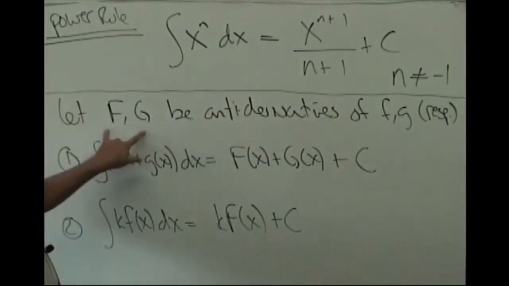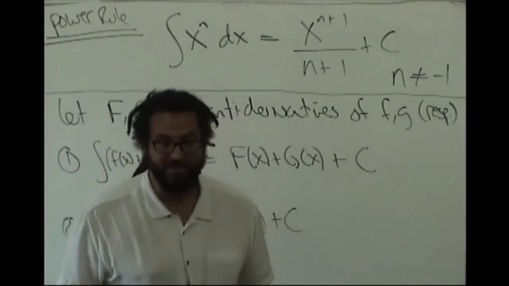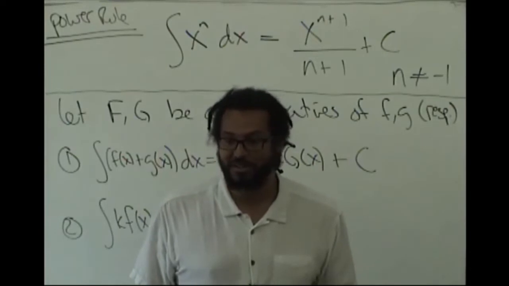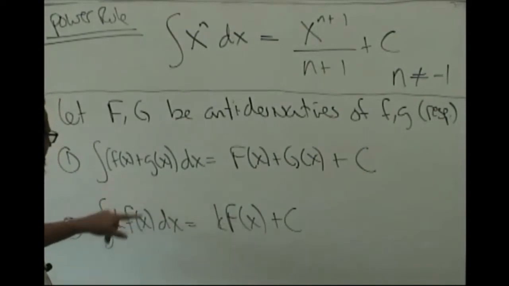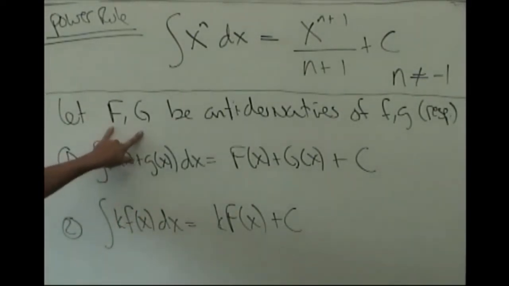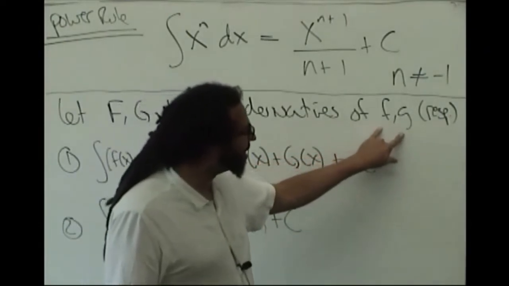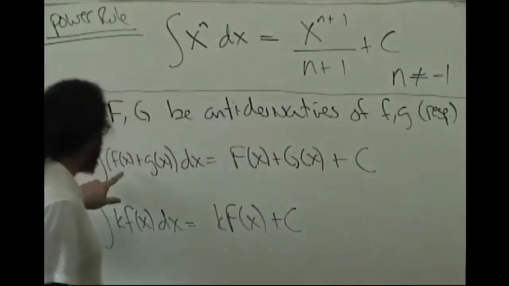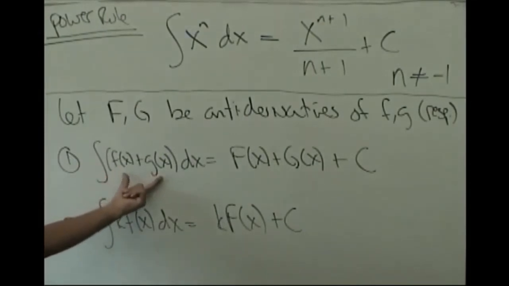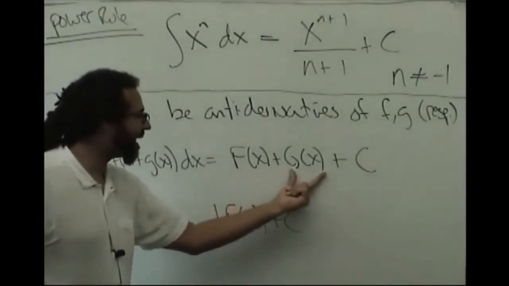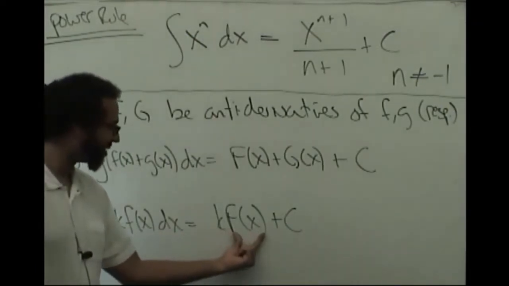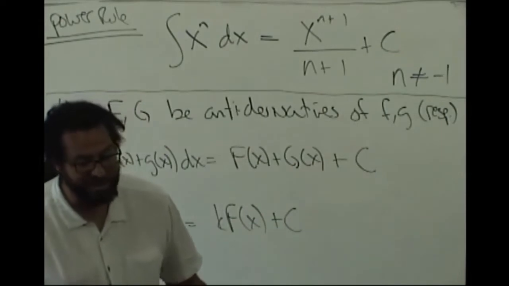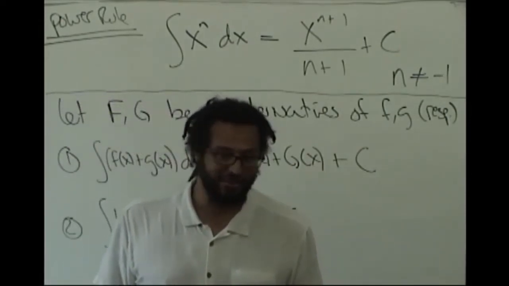Okay, so the same linearity rules that applied for derivatives, limits, and sigma notation still apply for antiderivatives. Let capital F and capital G be antiderivatives of functions f and g. The antiderivative of the sum is the same thing as the sum of the antiderivatives plus c. The antiderivative of a constant multiple is the same thing as the constant multiple times the antiderivative plus c. Now that we've got those things, let's look at a few examples.